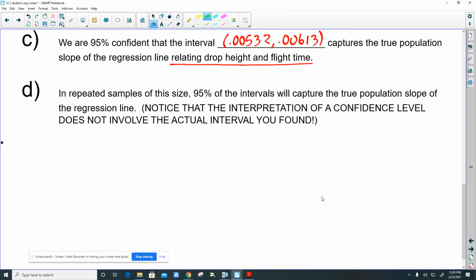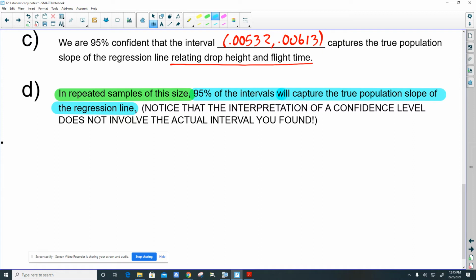When you are describing the meaning of being 95% confident, you're essentially saying that if we were to repeat this process over and over again with the same sample size of 70 helicopters, we would expect that 95% of the intervals are going to capture the true population slope of the regression line. We do not say we're 95% sure that that interval we just created, 0.00532 to 0.00613, captures it. That is not what a 95% confidence level means.